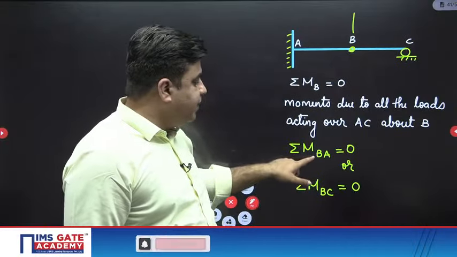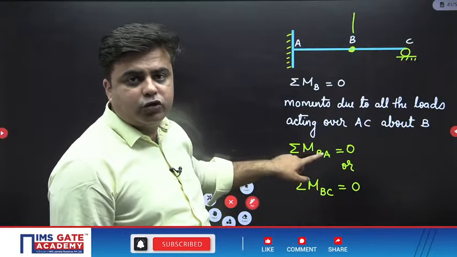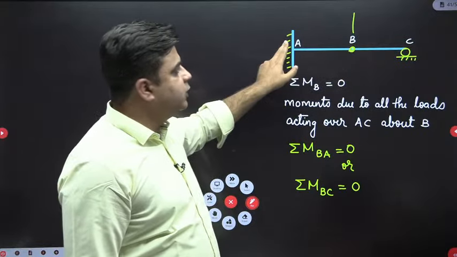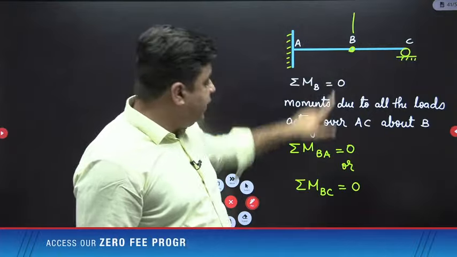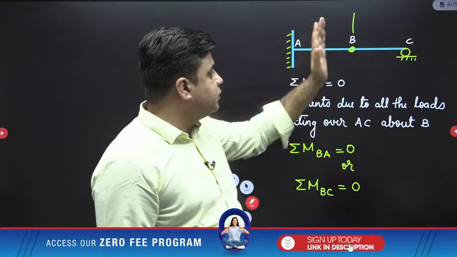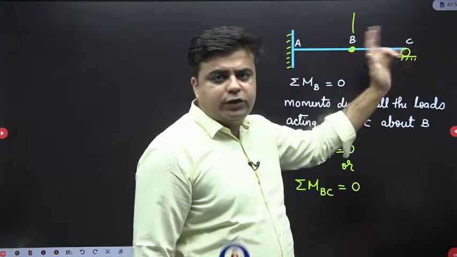When you are writing MBA equal to 0, summation of moment about B on portion BA equal to 0, you have to stand at B and only observe this portion till the end of the beam. When you are writing summation of moment on portion BC equal to 0, you have to stand at B and only observe the right side of this portion.